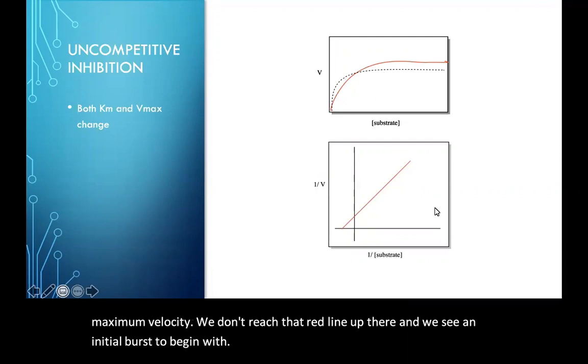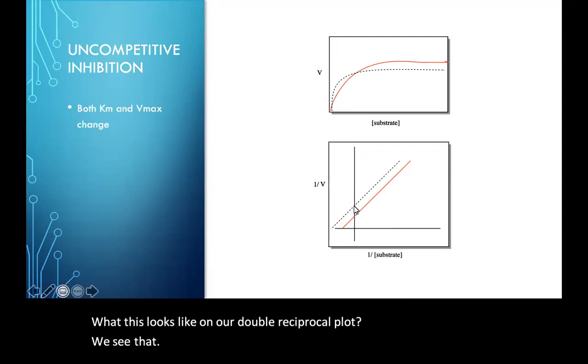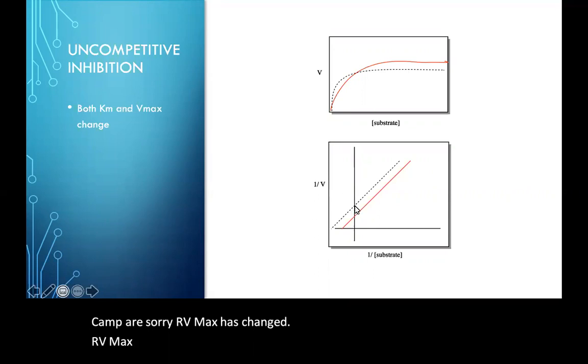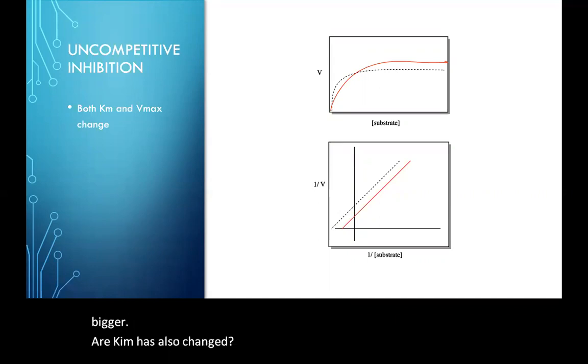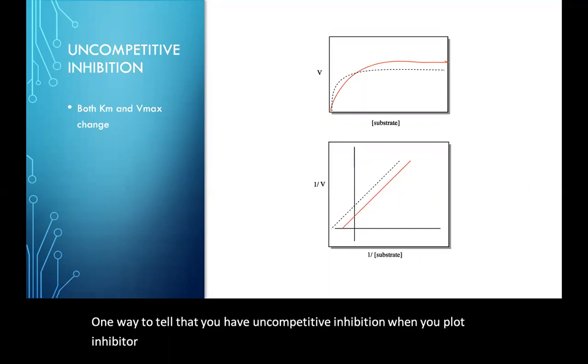What this looks like on our double reciprocal plot, we see that our Km has changed. Our Vmax has changed. Our Vmax up here was lower, so our 1 over Vmax should be a little bit bigger. Our Km has also changed. One way to tell that you have uncompetitive inhibition is when you plot inhibitor concentrations with activity versus no inhibitor, so normal activity, you'll get two parallel lines.